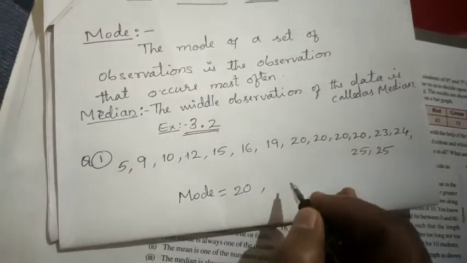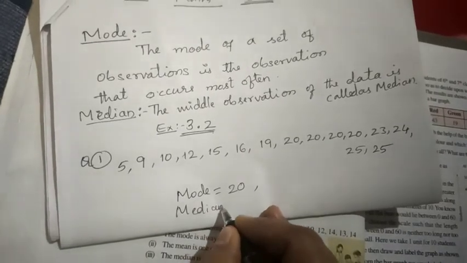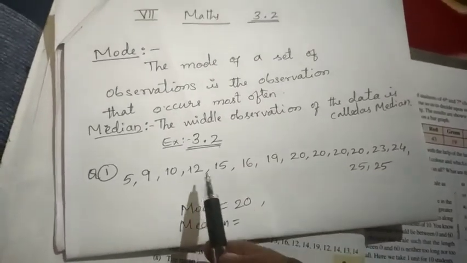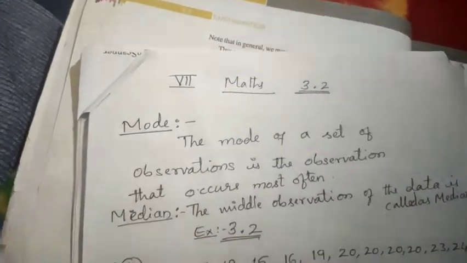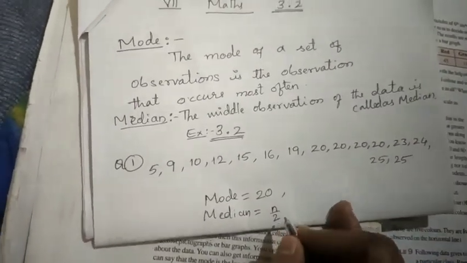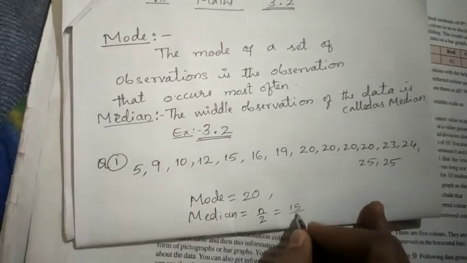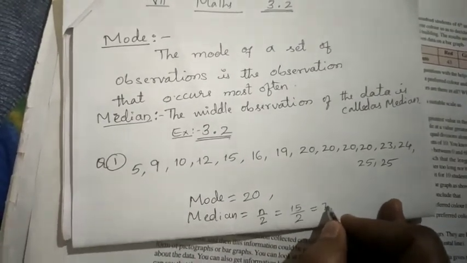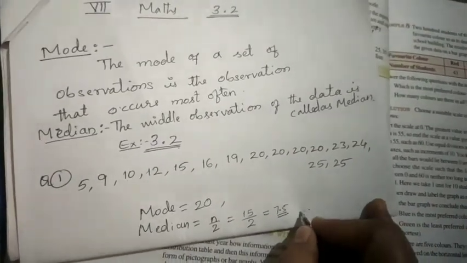What about median? Median is equal to, here how many observations did they tell, children? If you observe in the problem, they have given 15 students, means number of observations is how many? 15. So n by 2. N is how much? Number of observations, 15. 15 by 2 is how much? 7.5. So here 7 we have to consider.